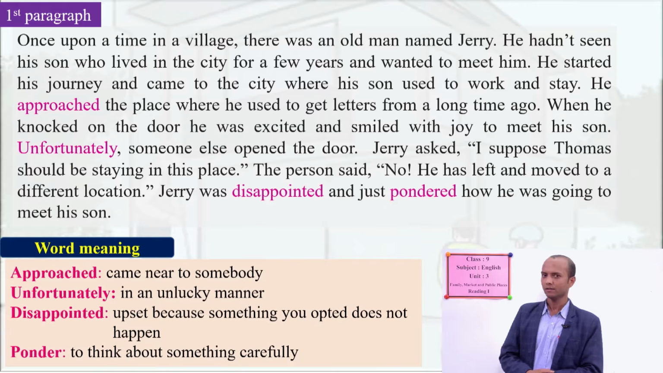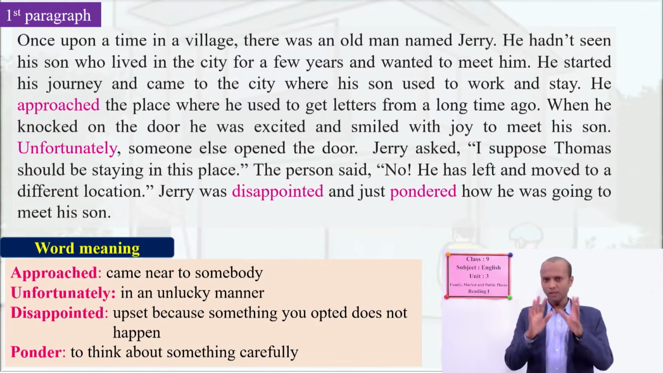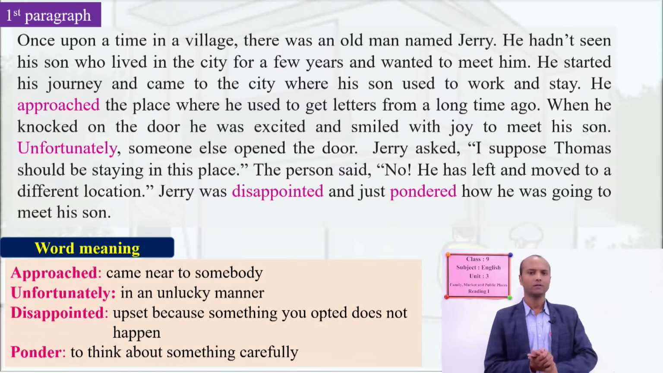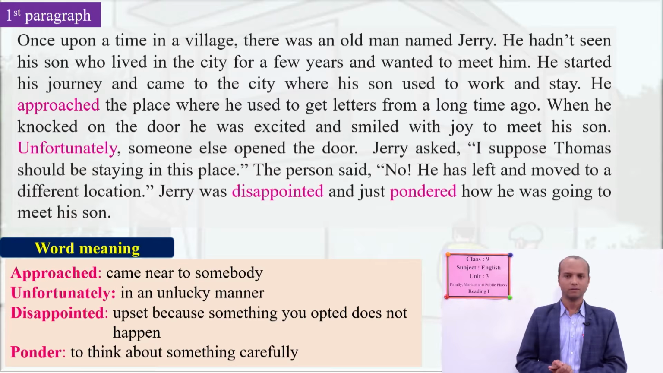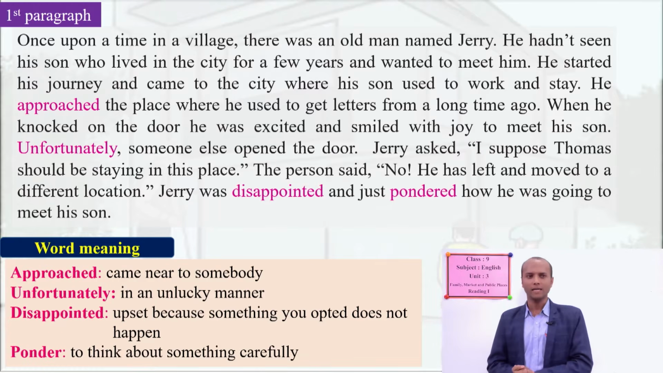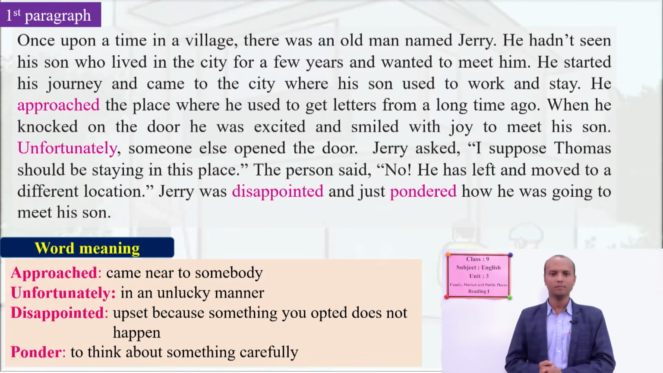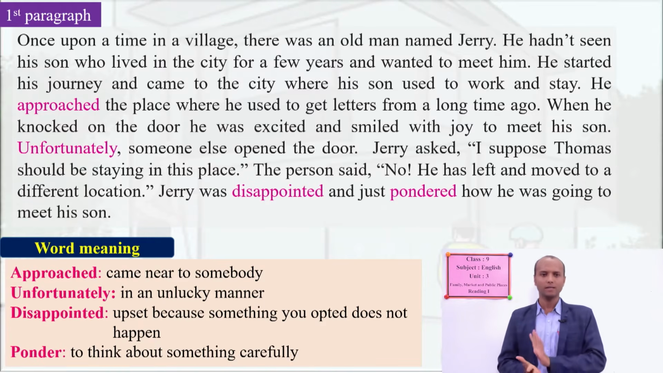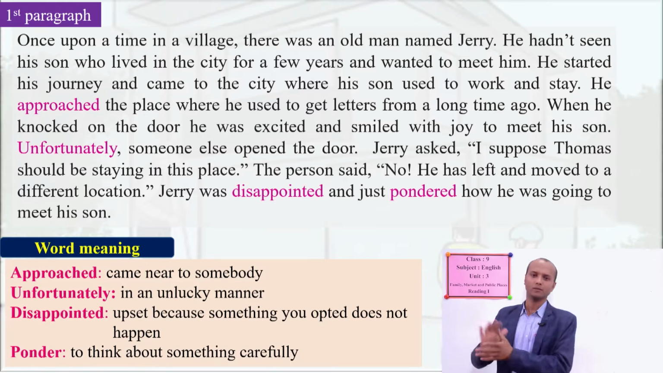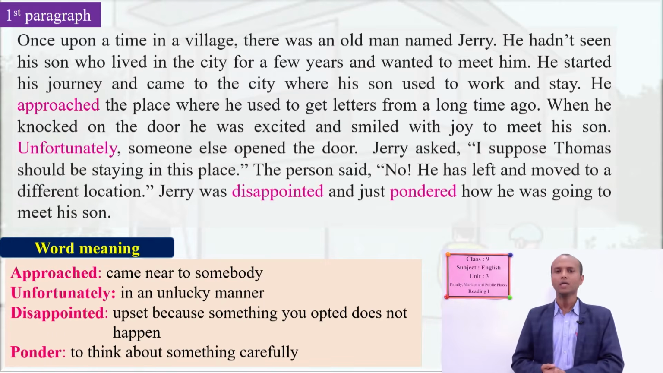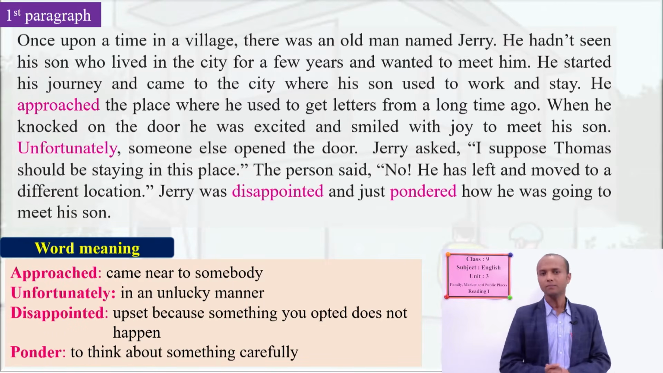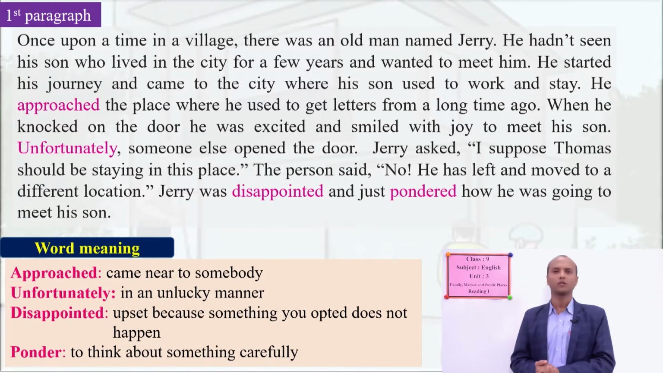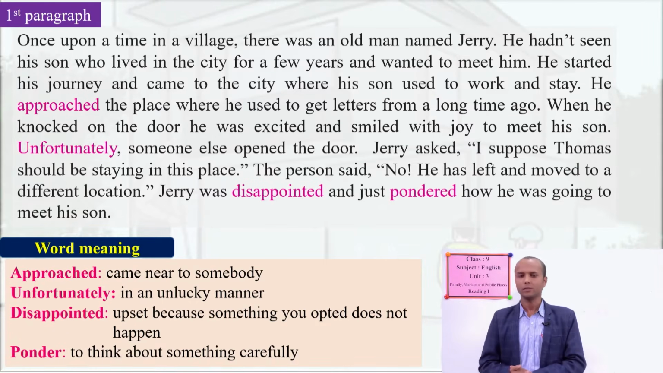Please now read the first paragraph and I will explain what it is actually about. Have you read? Great. So you can see in the first paragraph there is an old man whose name was Jerry, and he hadn't seen his son for a long time, a few years. That's why he wanted to meet him. He went to the city where his son used to send him the letters, and he tried to find out the same location from where his son sent him the letters.